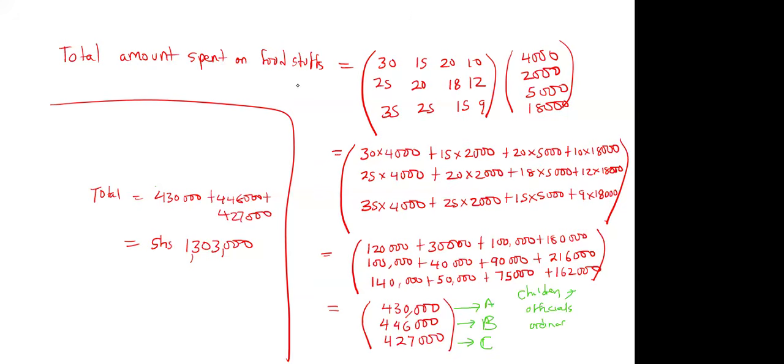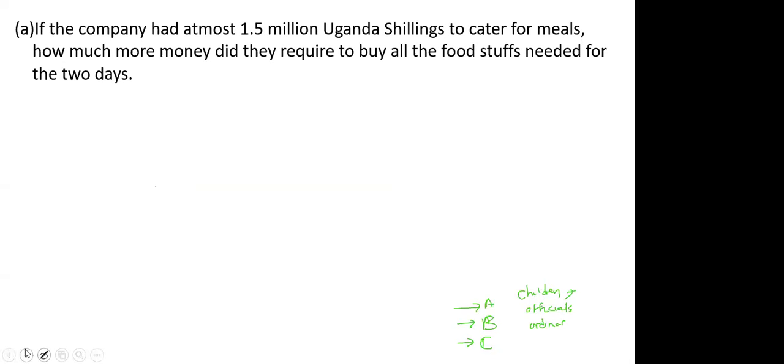Okay, now we are going to continue. That is how we do it. Then we go to the last part. They are telling you that if the company had at most 1.5 million Ugandan shillings to cater for meals, how much more money did they require to buy all the foodstuffs needed for the 2 days? Yes. Let me now check. Can everyone first try that one and we'll give our thinking in the chat? Yes, let everyone first try that part.